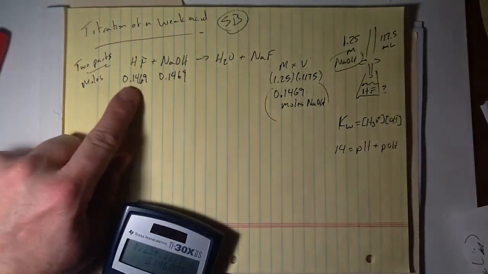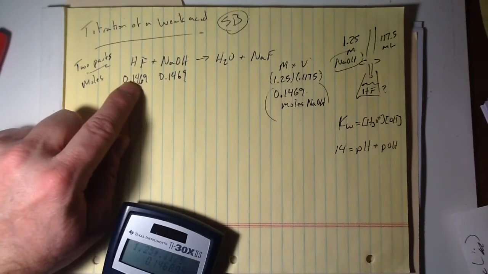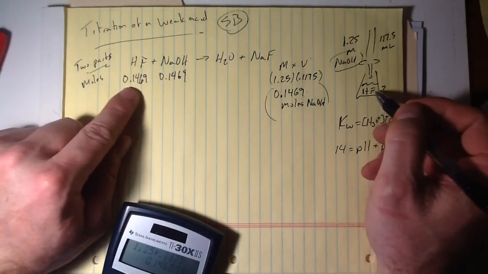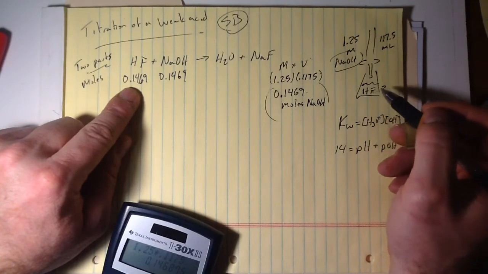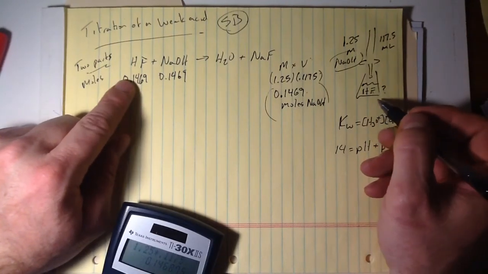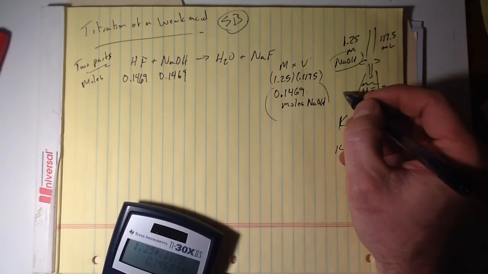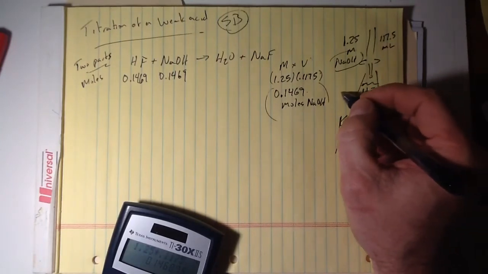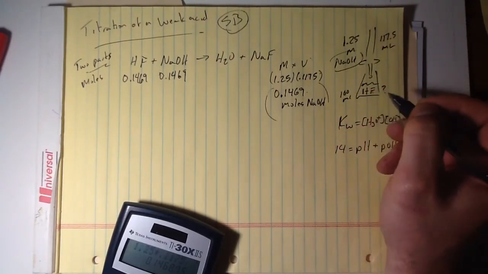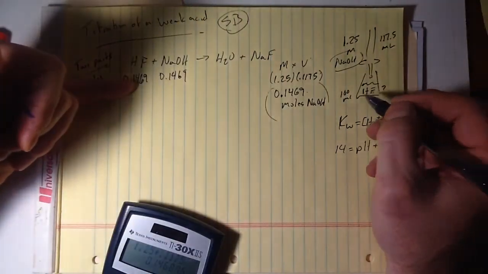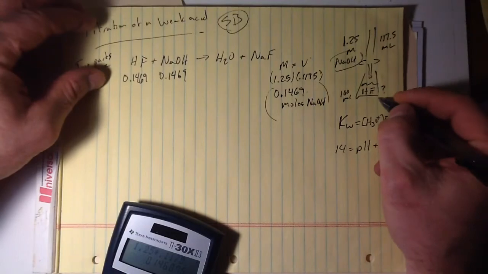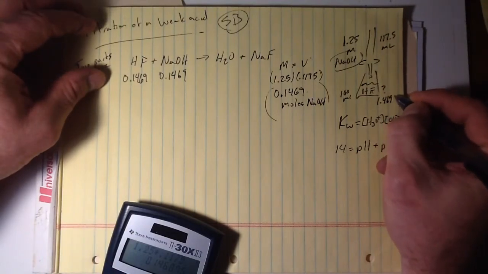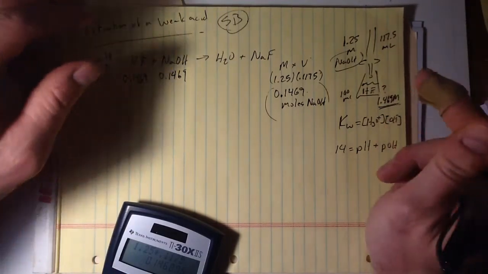Now I apologize, we could stop there if we wanted to know the molarity of that original HF solution. We would just divide that by 0.1, because we said we had originally 100 mL of this solution. Let's say we took 100 mL of that solution and we titrated it. We just divide that mole amount by 0.1, so you get 1.469 molarity. Well, that's kind of easy.